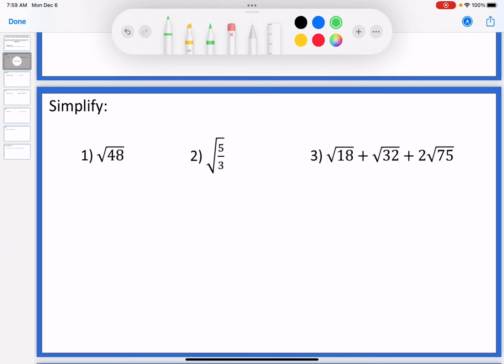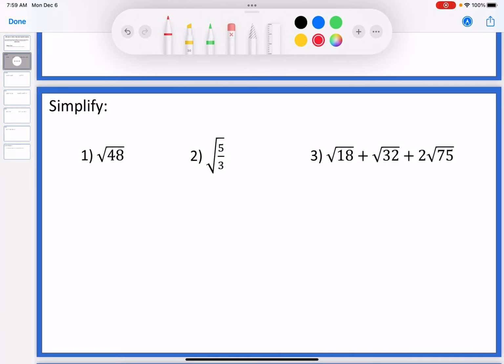So number one here would just be to simplify a single radical. So if I have the square root of 48, now 48 is not a perfect square, right? If it was the square root of 49, that would be very easy. Square root of 49 is 7, right? But I need to remember what to do when I have a radical that's not a perfect square.